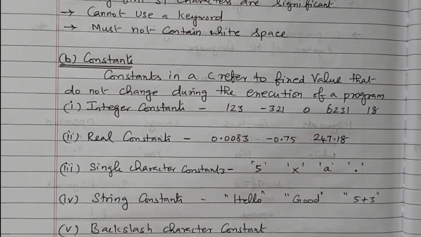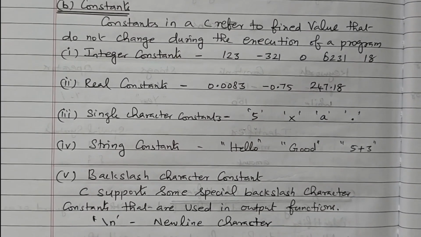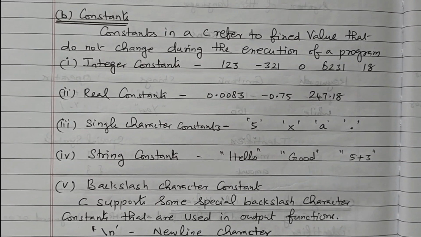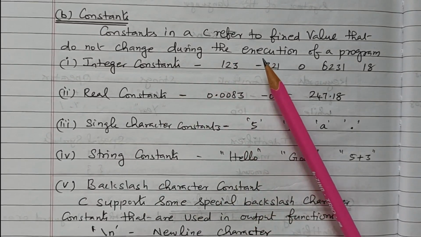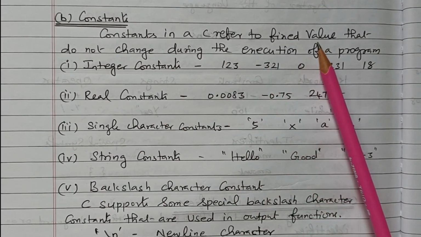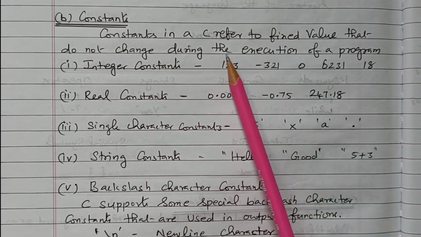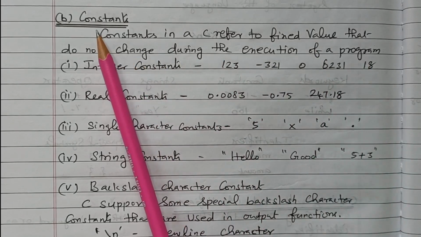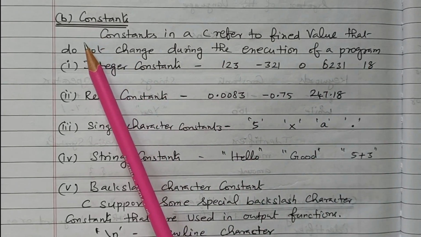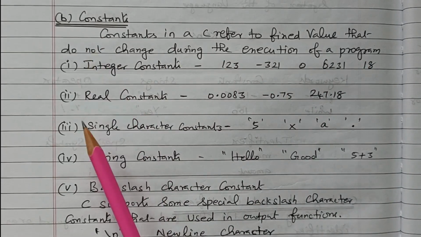So we discussed the keyword and identifier. Now we'll go to the next section, constants. What are the details available in the constant, we'll see. Constant in C refers to the fixed values that do not change during the execution of a program, right? The name itself, constant, means it will be constant. It will not change during the program.